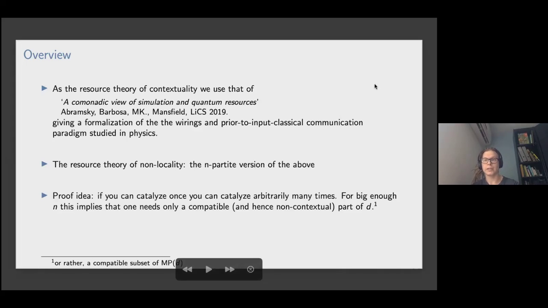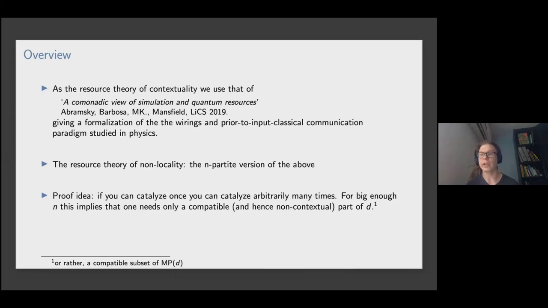And finally, in this overview part, I'll give a brief gist of how the proof, roughly speaking, goes. So the idea is that if you can use D to transform E to F once, then because the catalyst doesn't get spent in the process, you can do it as many times as you wish.